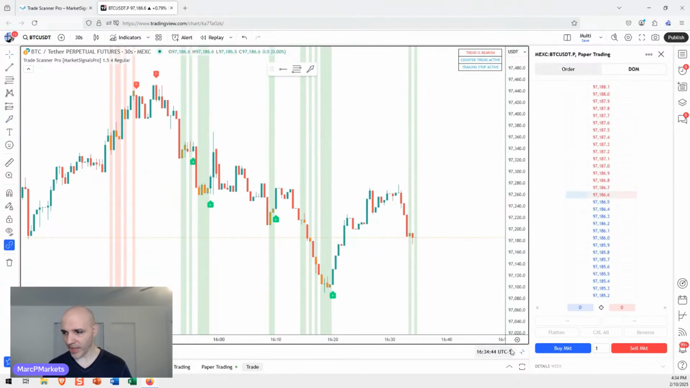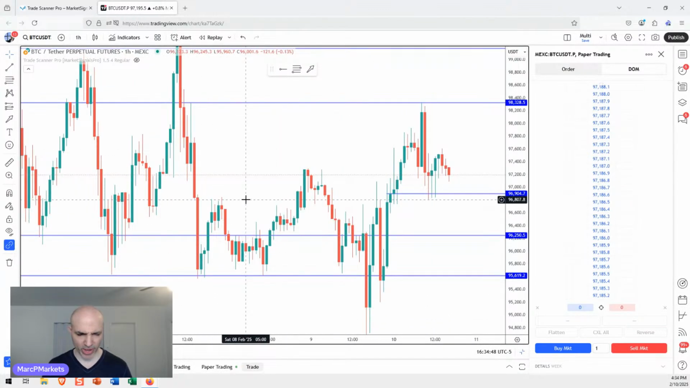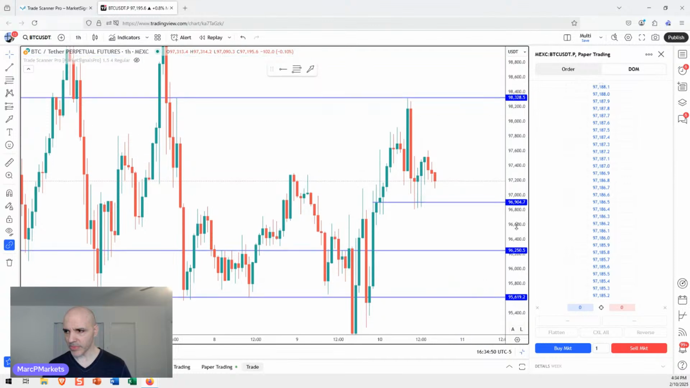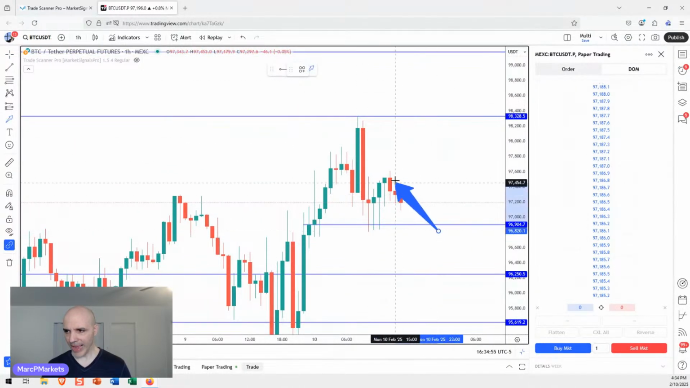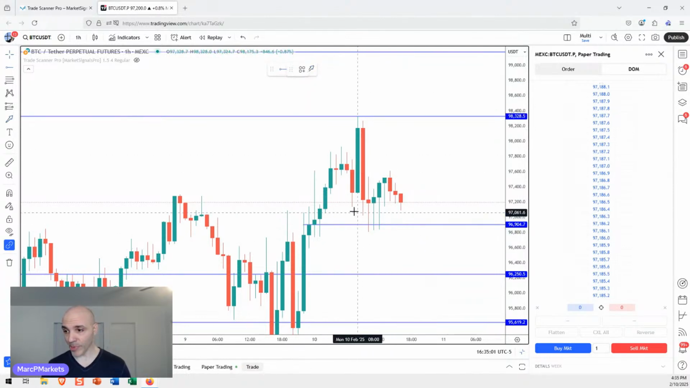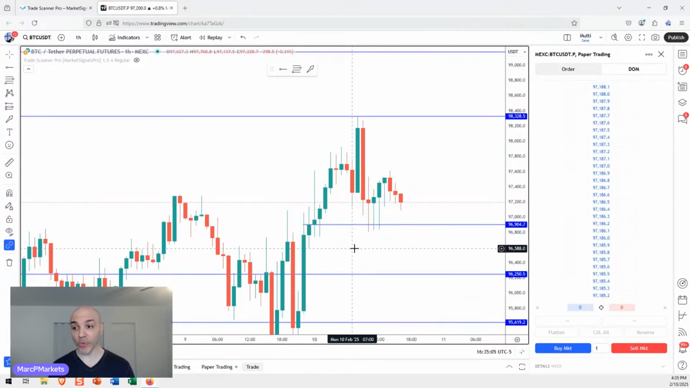But before I even do anything, let's just take a look. What's going on here on the bigger picture? Nothing really. We have a lower high. We have a higher low attempt. That bounce came right in this area here, right? Which was an area that we were anticipating.